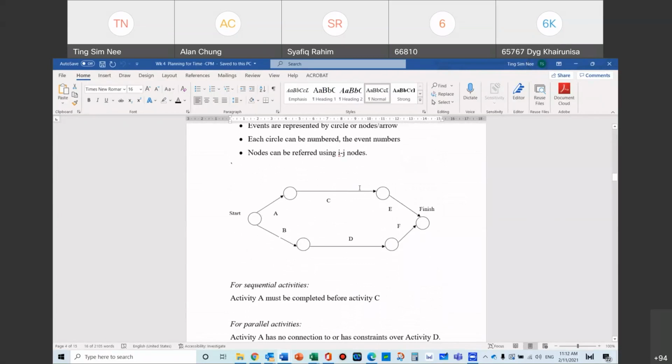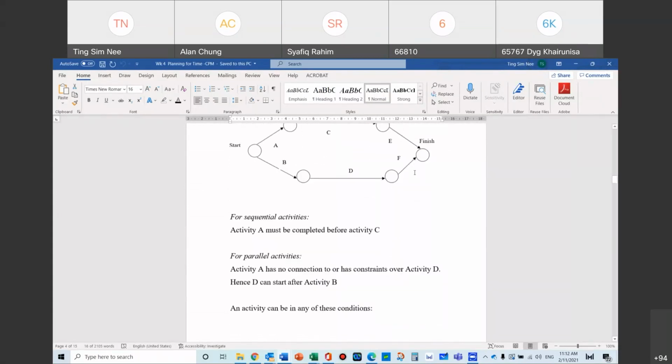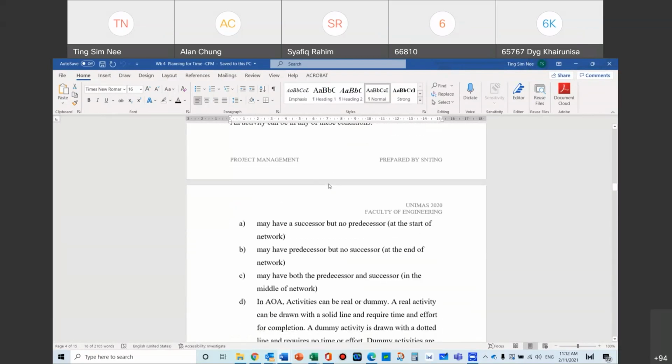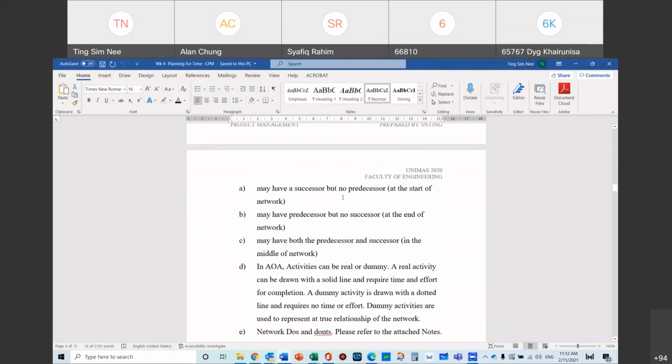There will be some sequential activity, meaning that C can only start after A. That is sequential. Parallel means C and D are parallel, E and F are parallel, A and B are parallel, okay? Some may have successors but no predecessors, meaning that there are some activities that do not have anything behind them. That's something that we must do first before it starts. Some have predecessors but no successor, meaning that will be the end of it. It will stop at that point. And a lot of activities will have both successor and predecessor. So these are the keywords: successor, predecessor, preceding activity, succeeding activity.